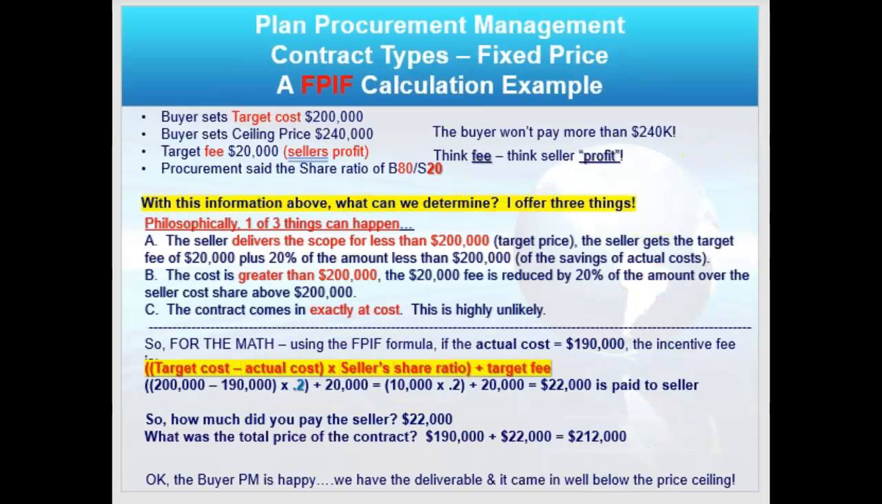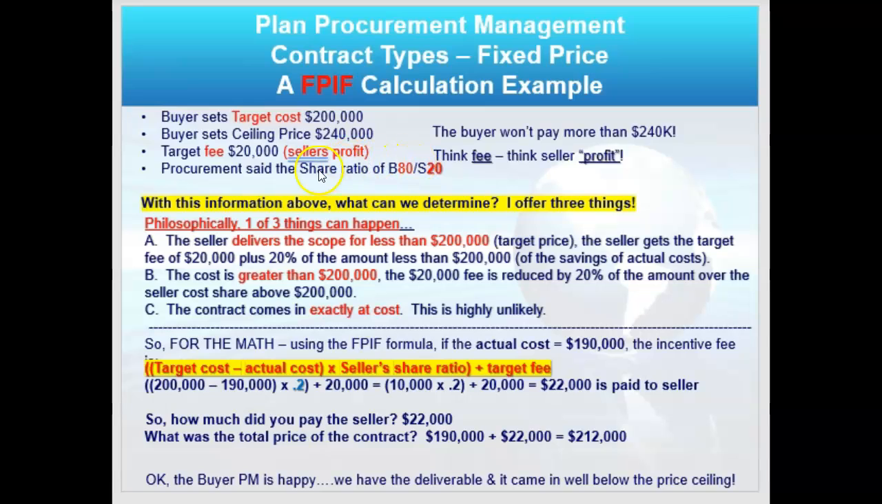Now, a fixed price incentive fee contract, here is how it can be laid out on the exam. It will generally give you the target cost of the contract, a price ceiling, which you notice is a little higher, a target fee of $20,000. It could be a percent. It could have been 10% of the target cost. Doesn't matter. In this case, I just spelled it out.